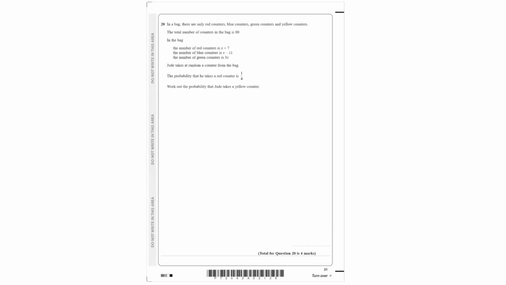Question 20. In a bag, there are only red counters, blue counters, green counters, and yellow counters. The total number of counters in the bag is given as 80. In the bag, the number of red counters is x plus 7, the number of blue counters is x minus 11, and the number of green counters is 3x. Jude takes a random counter from the bag. The probability that he takes a red counter is 1/4. Work out the probability that Jude takes a yellow counter.